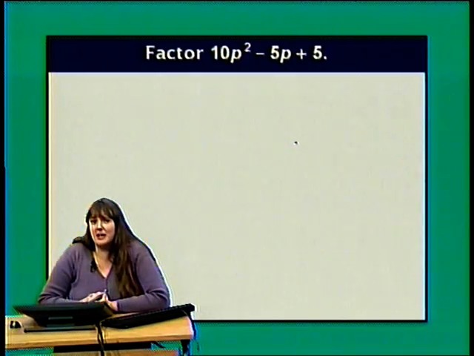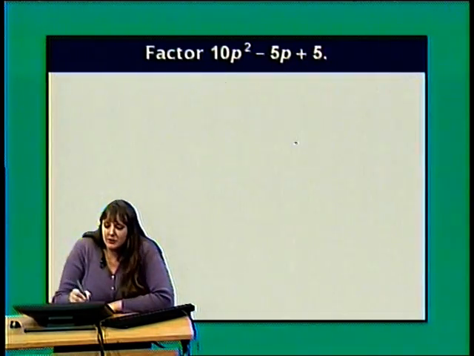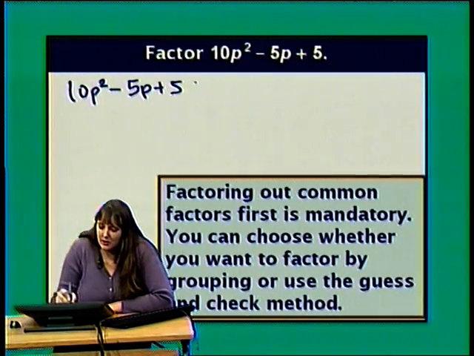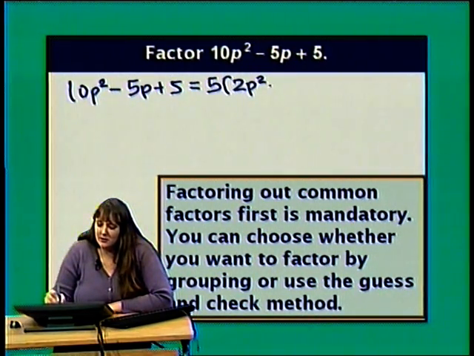Now let's factor 10p squared minus 5p plus 5. Good thing I have this reminder here. There is a common factor this time. 10p squared, negative 5p, and 5 have a common factor of 5. So if I pull out that common factor of 5, what do I leave behind? 2p squared minus p plus 1.